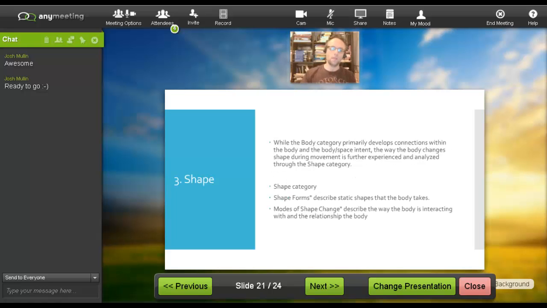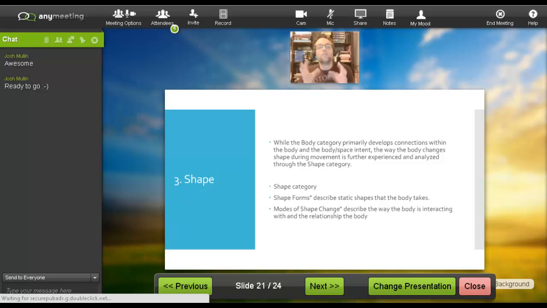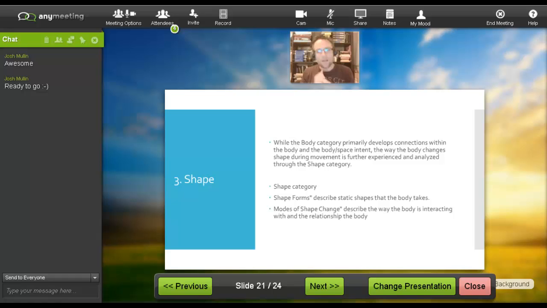Third one is shape. So while the body primarily develops connections within the body, the way the body changes during the motion is how you're going to react to what you want to be doing. You want to see how the body moves. That's your key, not identifying landmarks, not identifying angles or positions. See how the body moves and see how the body is allowed to change shape if you work with environment, tasks and constraints, and you allow the body to optimize whether it's successive, simultaneous or sequential motion.